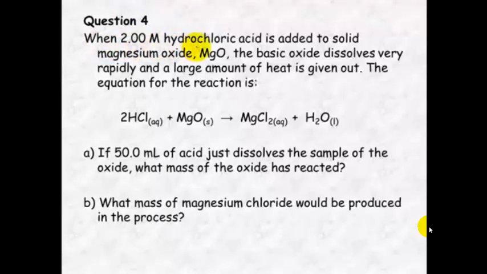When 2.0 molar hydrochloric acid is added to solid magnesium oxide, the basic oxide dissolves very rapidly and a large amount of heat is given out. The equation for the reaction is, and it's given to you, that's a good question, 2HCl + MgO makes MgCl2 + H2O. Part A of the question: if 50 ml of acid just dissolves a sample of the oxide, what mass of the oxide has reacted? Let's look at that part of the question first.